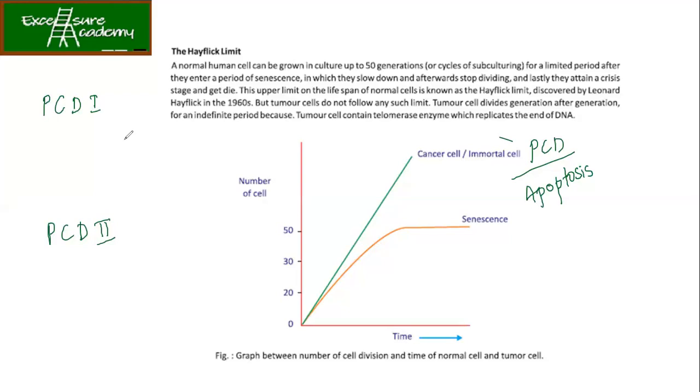Have you ever heard of it? No, ma'am. No? Okay. So programmed cell death 1 is your apoptosis. Okay? When we study cell signaling, there we are going to discuss all this. PCD1 is your apoptosis, make a point of it, and PCD2 is your programmed cell death 2. This is a different kind of cell death, which is also known as autophagy.